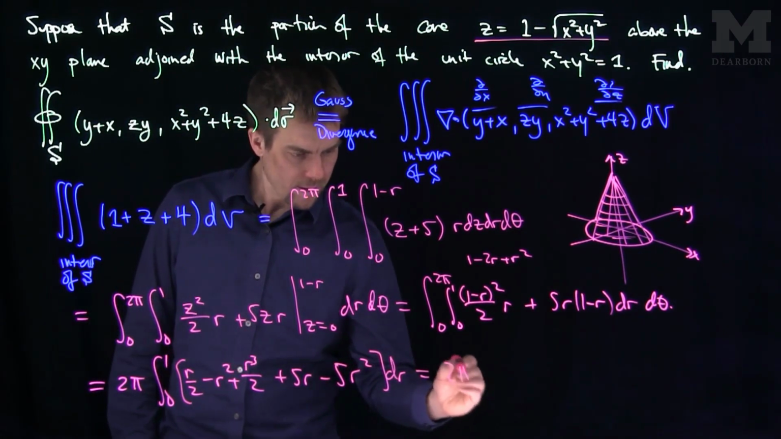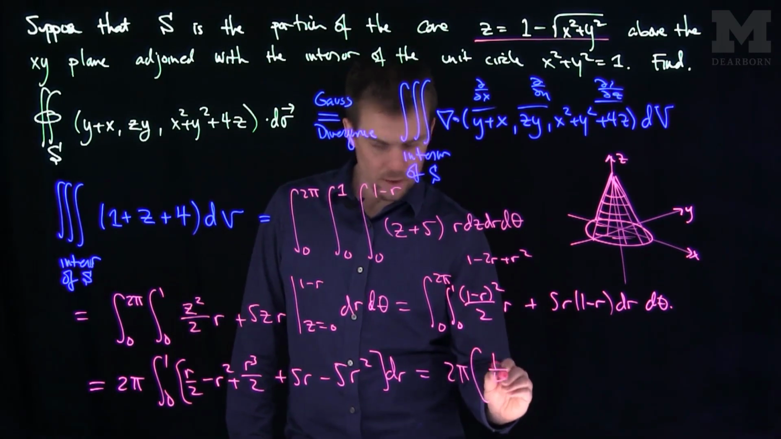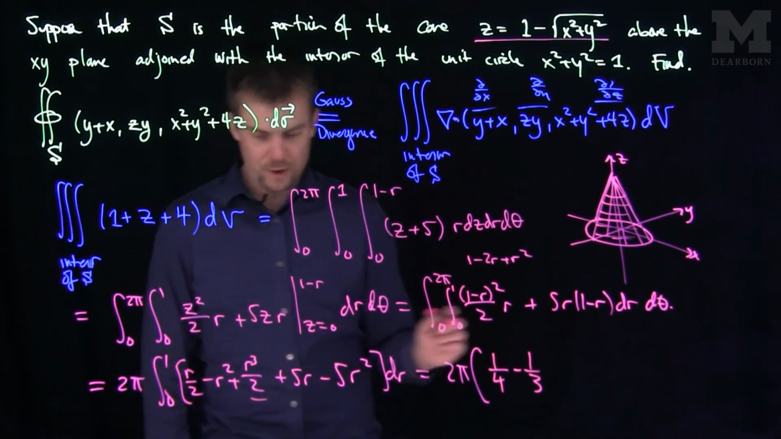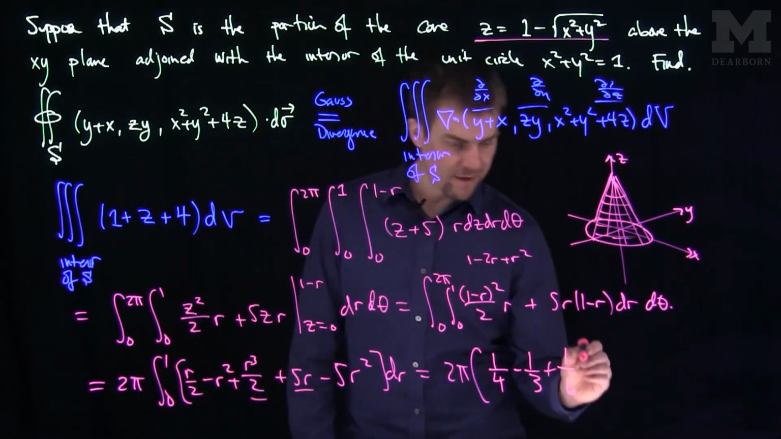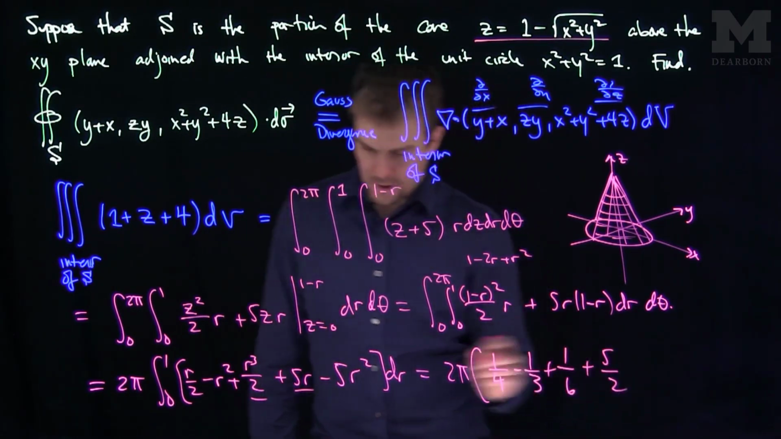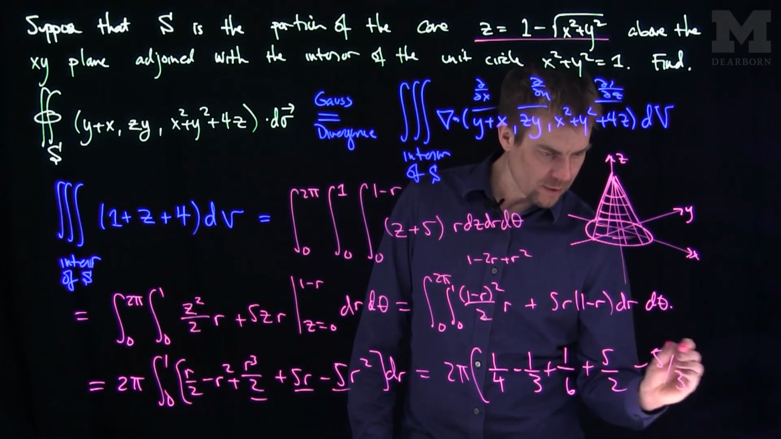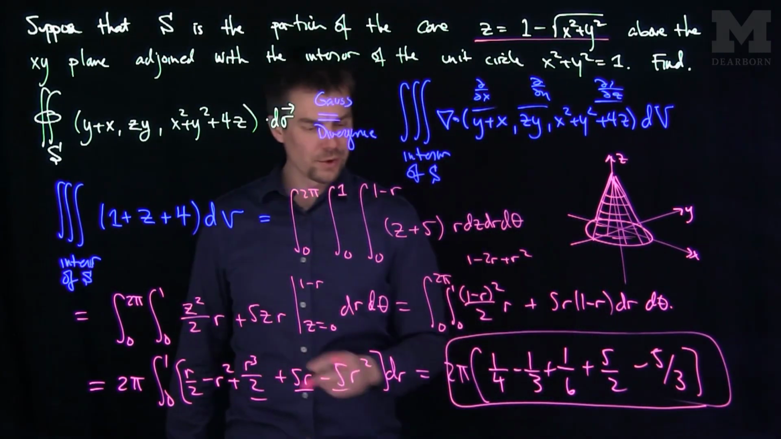And this will give me 2 pi times: this first thing over here is going to integrate to 1/4. This will integrate to negative 1/3. This term over here will integrate to positive 1/6. This term over here is going to integrate to 5/2. This term over here is going to integrate to -5/3. So after simplifying this long, ugly fraction, we will find our solution to the problem.